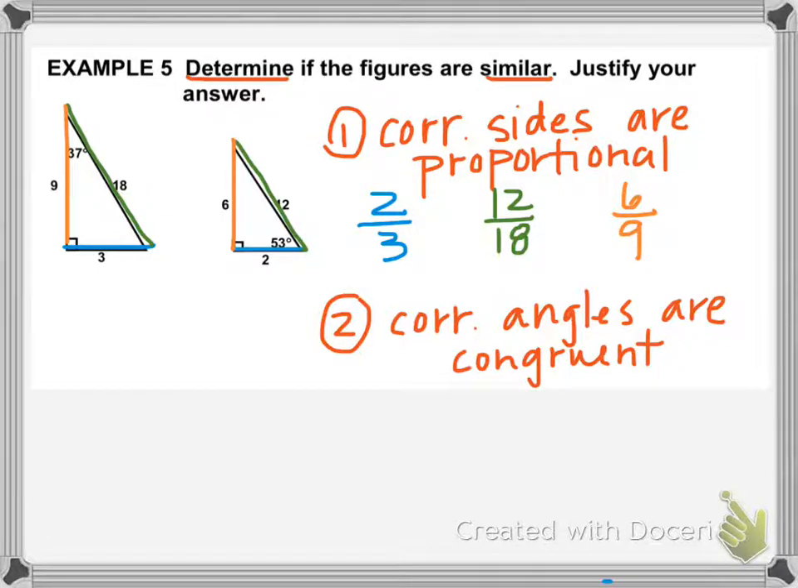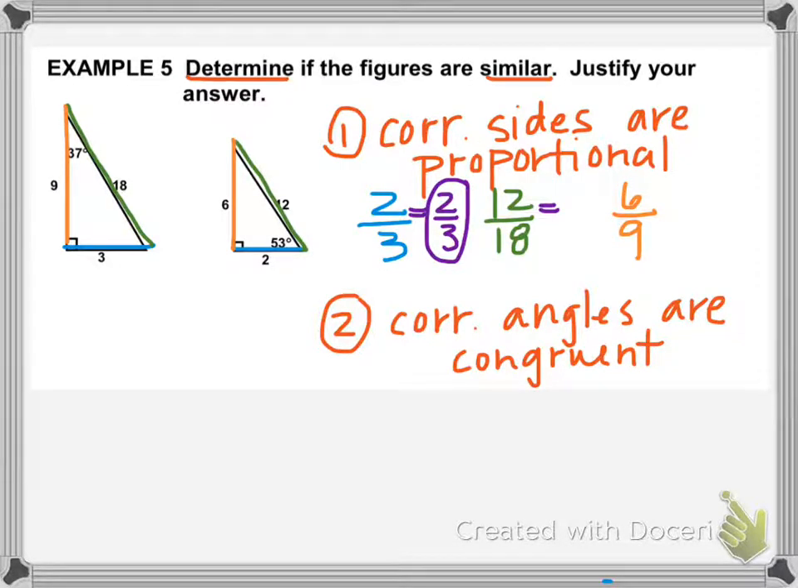Now in order for them to be proportional, all 3 of these ratios need to equal each other. The easiest way to tell is just to reduce them all and see if they reduce to the same thing. You can type these right into your calculator and it will reduce them for you. If you type in 2/3, 2/3 equals 2/3. It simplifies to 2/3.